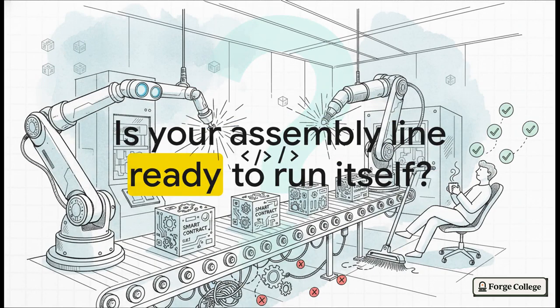So, the big question remains, is your deployment assembly line truly ready to run itself? Have you completely removed human error so your code ships safely, allowing you to literally just sit back, sip your coffee, and watch the green checkmarks roll in? Or are you still one bad keystroke away from a disaster?